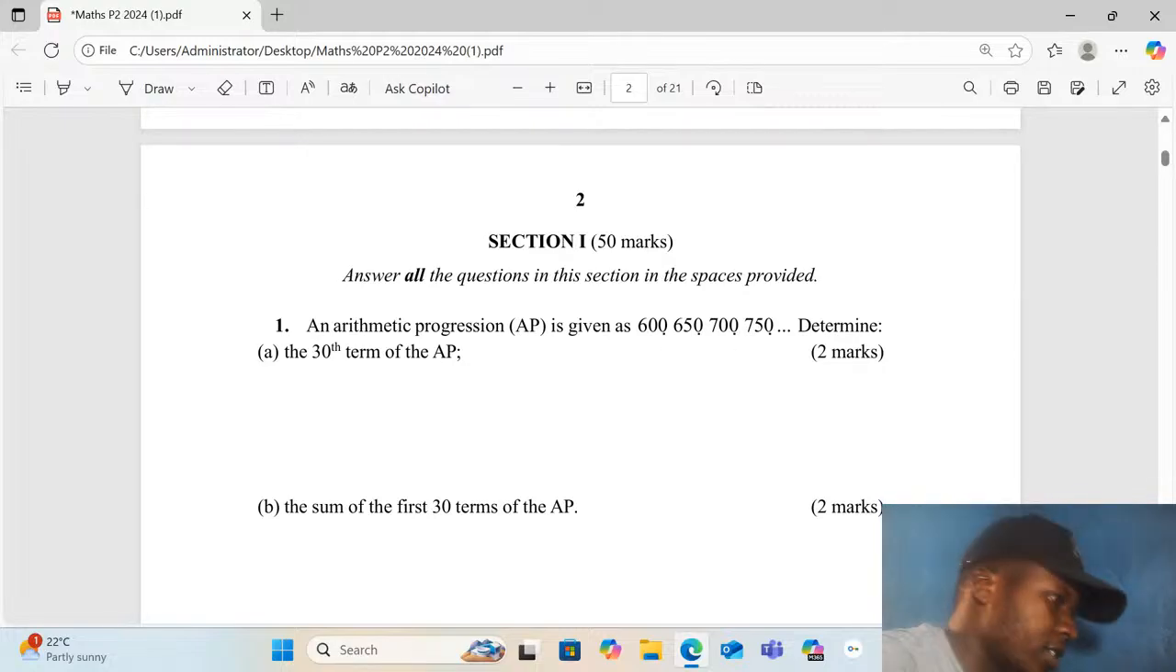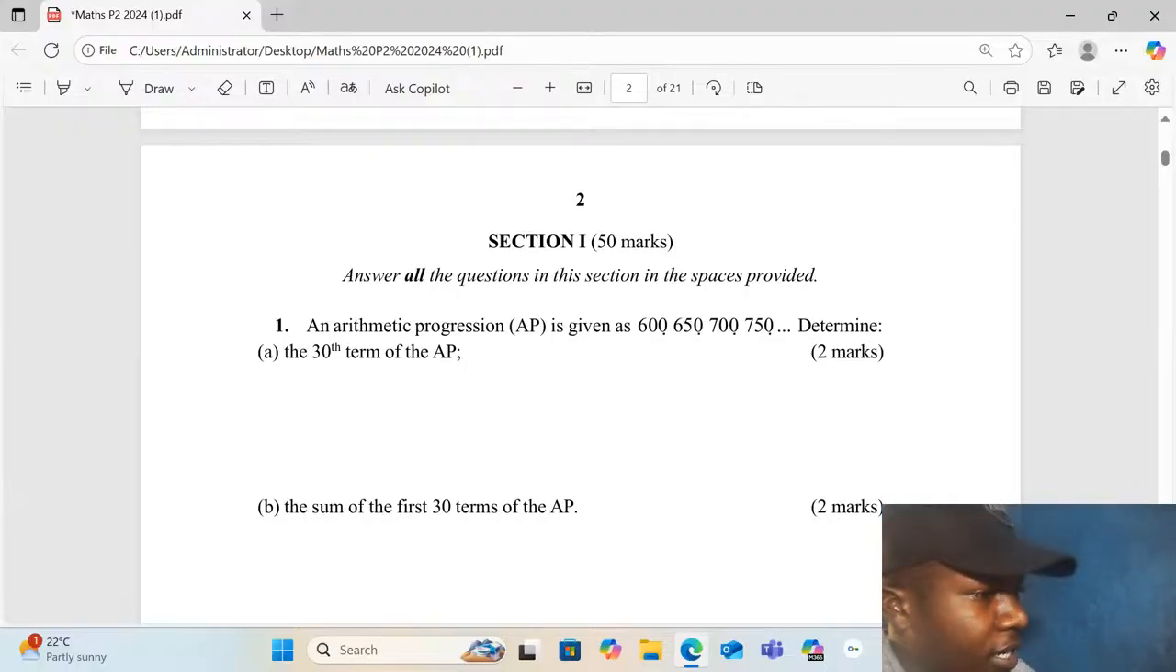Question 1 reads: an arithmetic progression AP is given as 600, 650, 700, 750. Determine A, the 30th term of the AP.